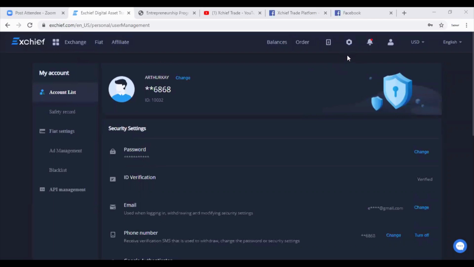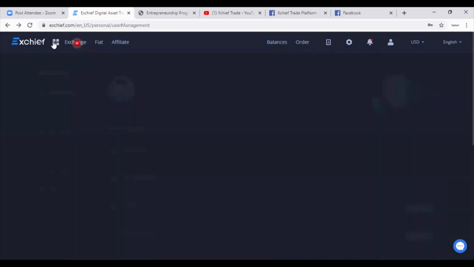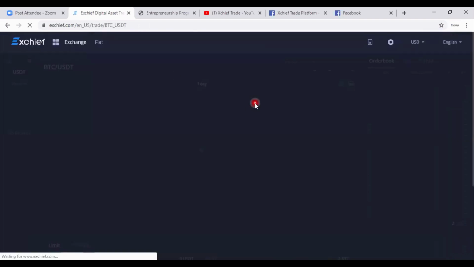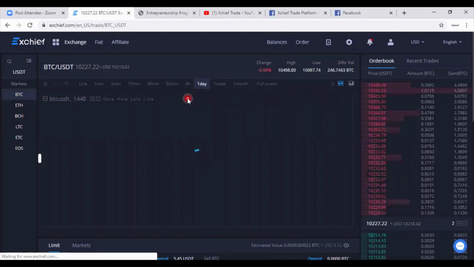So I will be, like I said, combining both the spot trading and the hedging bit. So with that, I will make use of a USDT and Bitcoin trade pair.